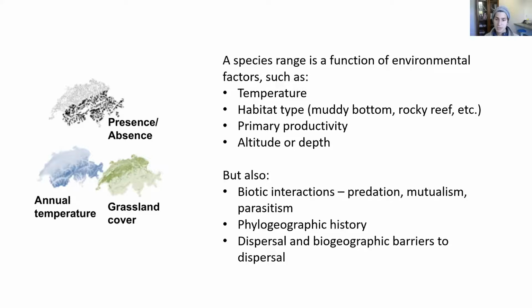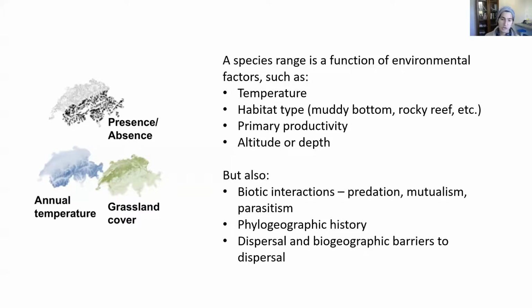We know that species range is at a minimum a function of environmental factors such as temperature, habitat type. For example, some fish inhabit muddy bottom areas and others are only observed in rocky reef ecosystems, as well as primary productivity, intra-annual variation in the number of daylight hours across latitude, and altitude, or in marine systems depth.